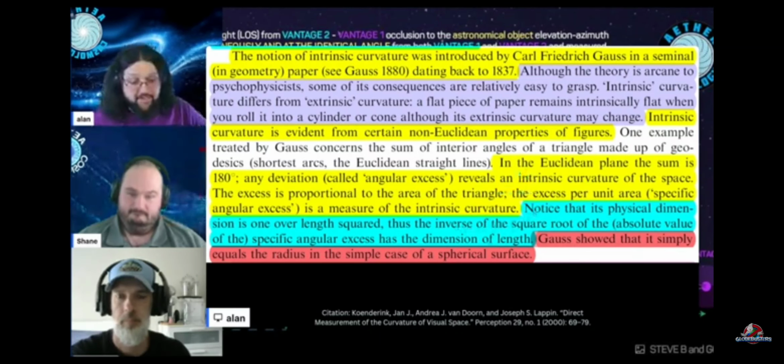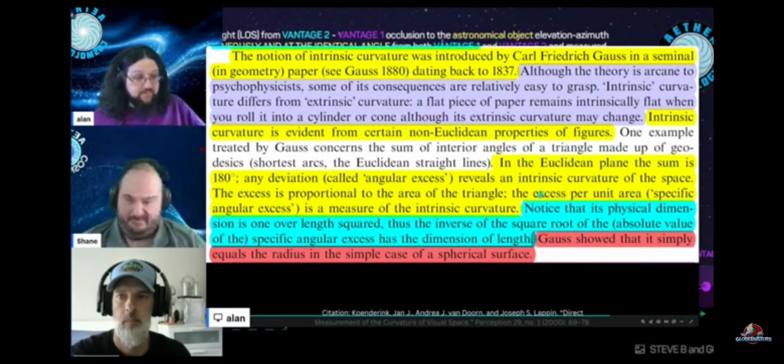There's a direct geometric relationship there. And Gauss simply showed that it equals the radius of a sphere in the case of a spherical surface. That's amazing. That's a super powerful slide right there.